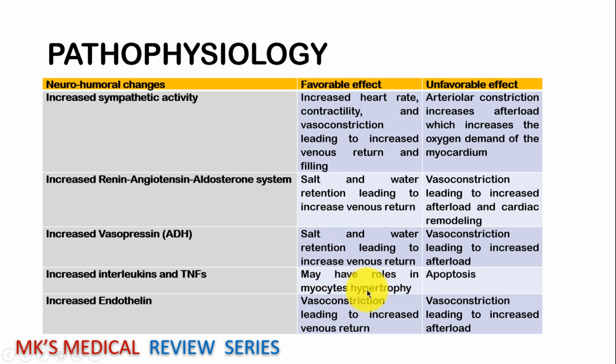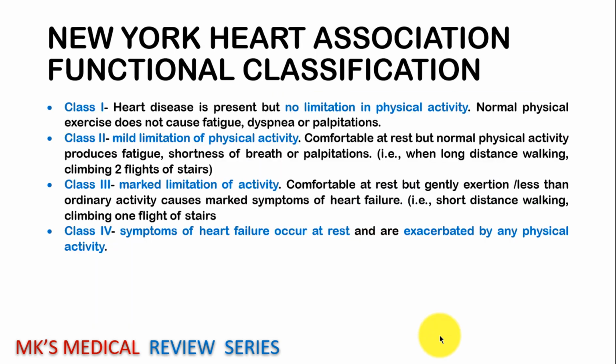Remember, hypertrophy initially is a good thing because the heart is going to be contracting harder and increasing the cardiac output. But eventually, this can also lead to programmed cell death, which is known as apoptosis. And of course, endothelin is going to cause vasoconstriction to increase the venous return, but the unfavorable effect is that it's going to cause an increase in the afterload or the total peripheral resistance. So these are just a comparison between the favorable effects as well as the unfavorable effects. So moving on to the New York Heart Classification.